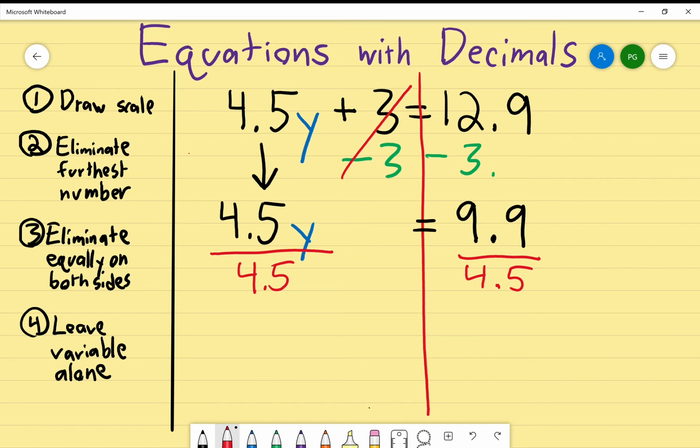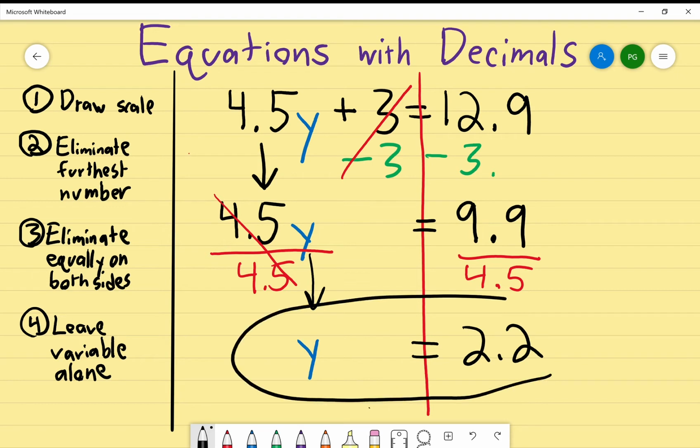Okay, let's try it out. 4.5 divided by 4.5, that cancels out. That gives me 1, the invisible number 1 that I don't need to write down. I'm going to bring down my y. I'm going to bring down my equal sign, and using my calculator, 9.9 divided by 4.5 equals 2.2. I just found my answer. Done. I told you, there's nothing special about it. You're just following the same steps that you would usually follow. Let's go through another example, okay?